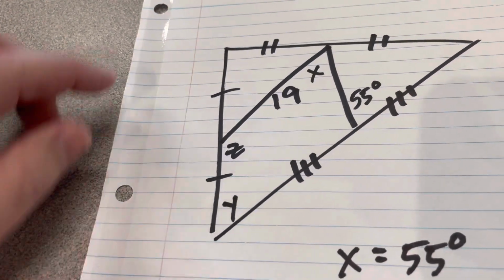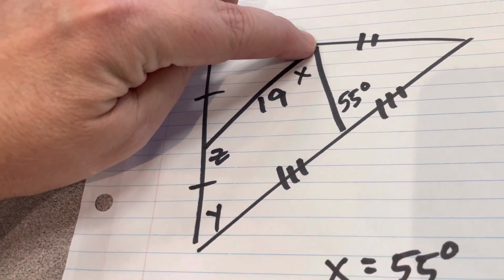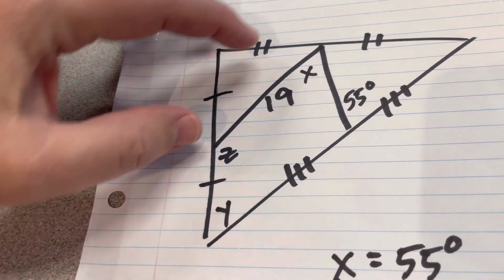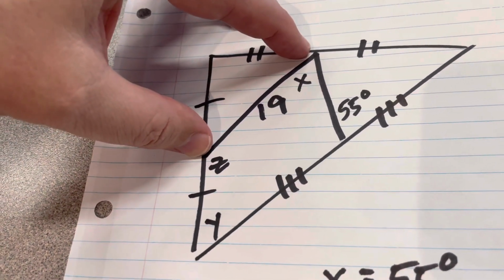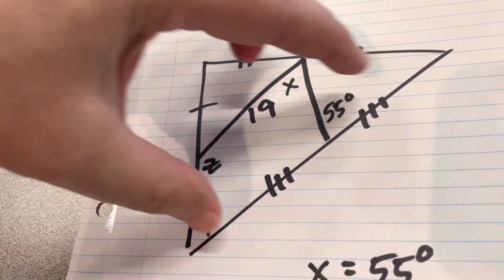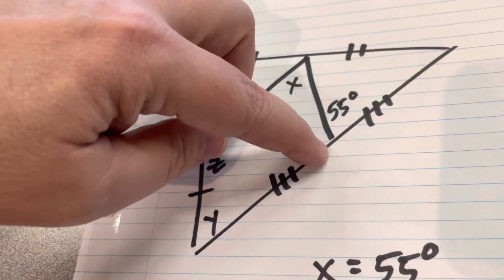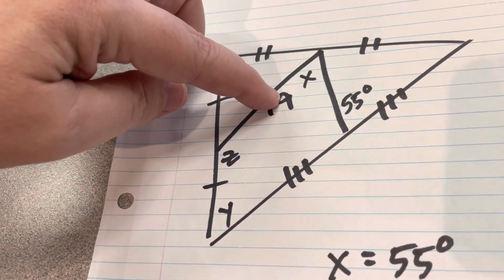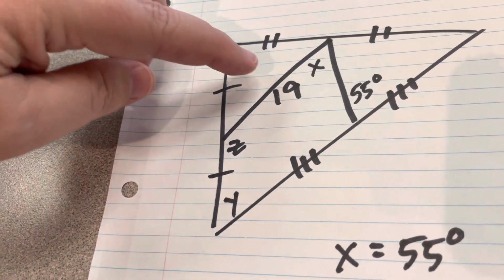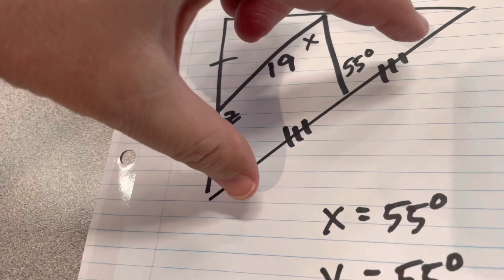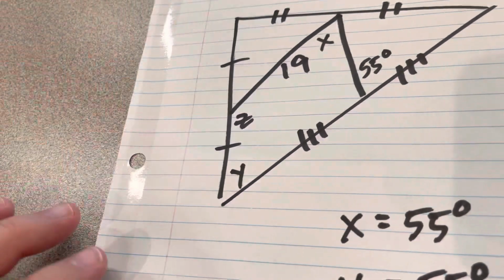And one of the things we learn from this is that when it's a mid-segment here and a mid-segment here, this piece is half of the big piece here. These legs here have to be parallel. And so if this is 19, then this big side over here is 38. So that's one of the things.